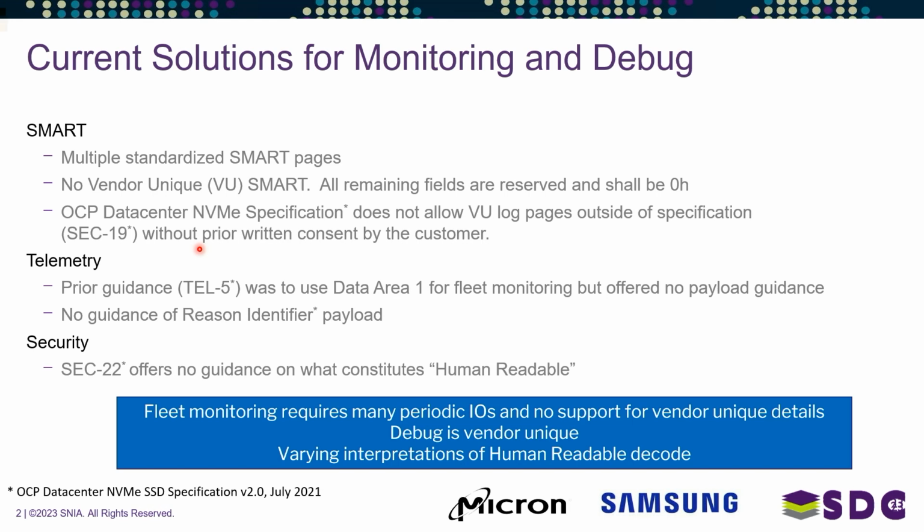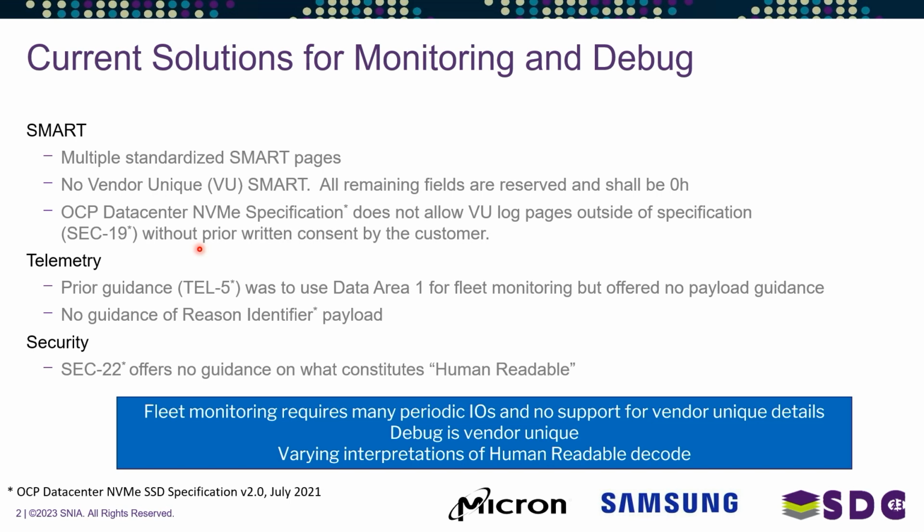And finally, the famous one, SEC 22, specified that this stuff needs to be decoded human readable. And there were a lot of questions. At least I know I kind of annoyed some of the OCP authors when I asked, what constitutes human readable? Is that noun and verb, and what language? What does it mean to be human readable?